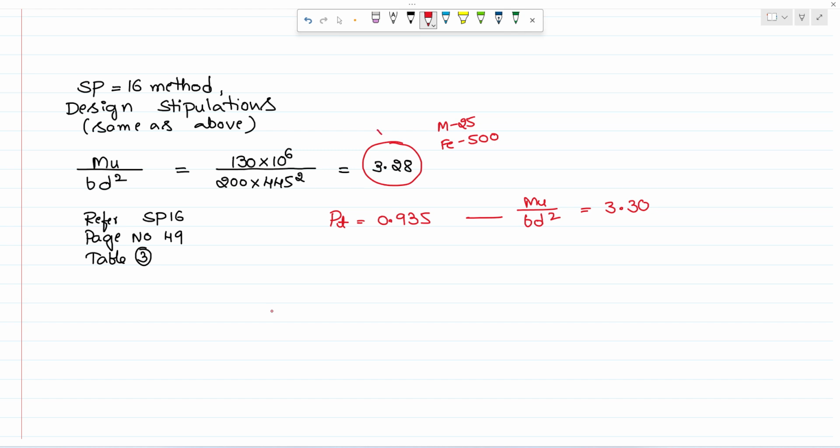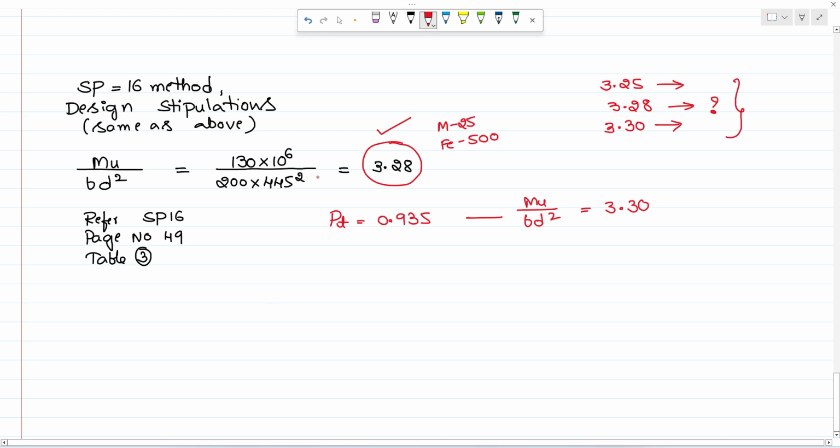So I calculated the value of 3.28. Either you can interpolate. First you calculate the PT for 3.25 and you note down the values for 3.30 and you calculate the exact value for 3.28. You can use linear interpolation. So here, instead of that, I have taken PT for 3.30. It is somewhat on the higher side.